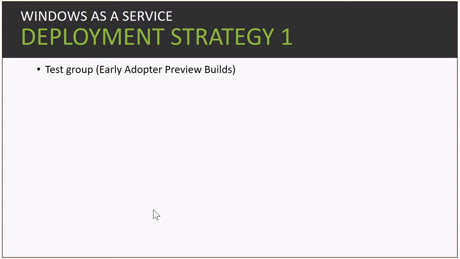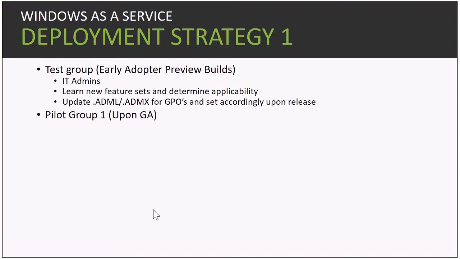And again, keep in mind that all of these things need to happen now once a year. So defining these standards that we're going through and we're talking about is an important step in the process, right? So here's some examples. So that early test group, those early preview builds, IT admins, they can learn those new feature sets, determine applicability, update the ADMX files for group policy, and set the settings that are applicable.